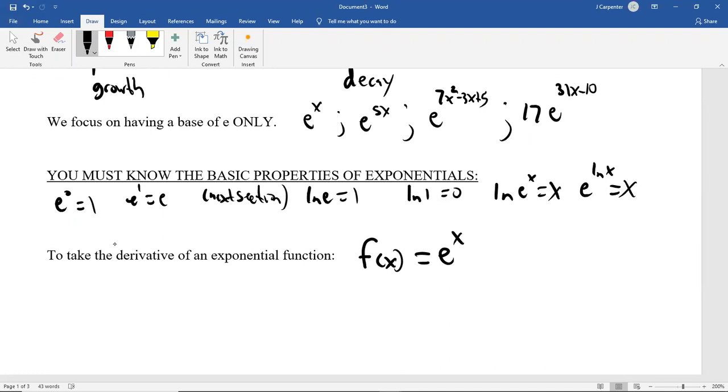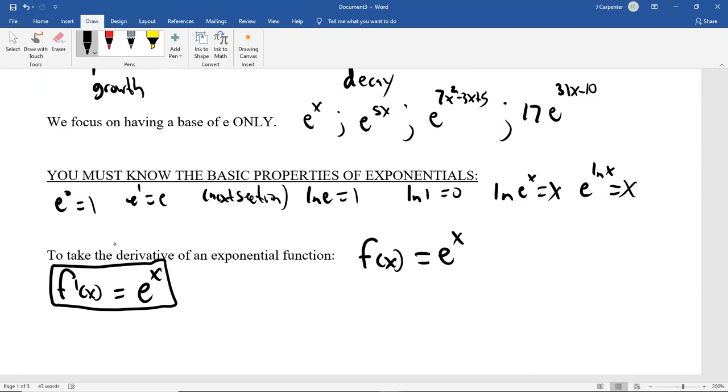In, out. Okay, f prime of x is e to the x. That's it. I was being ironic. I'm sorry, I'm terrible. The derivative of an exponential function is an exponential function. The derivative of the most basic exponential function is literally itself.